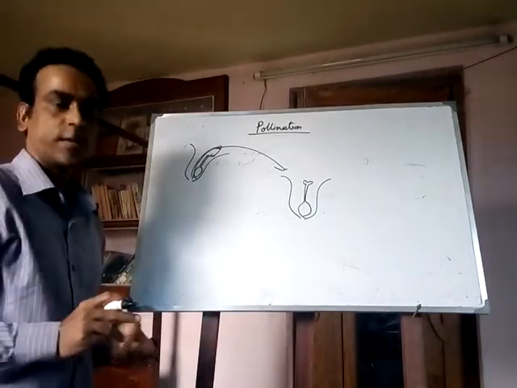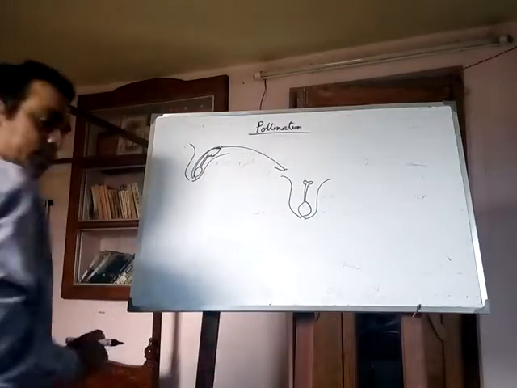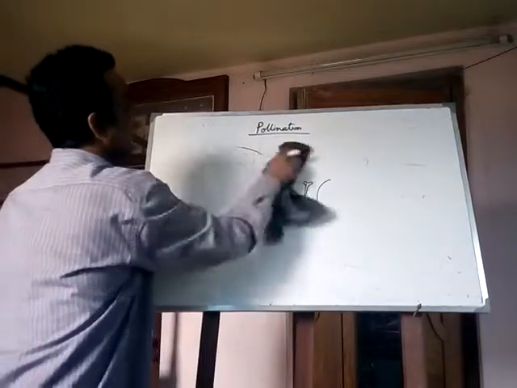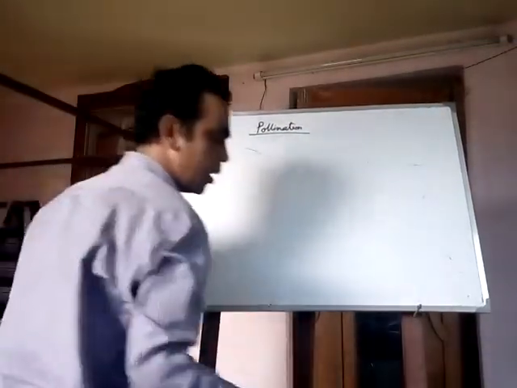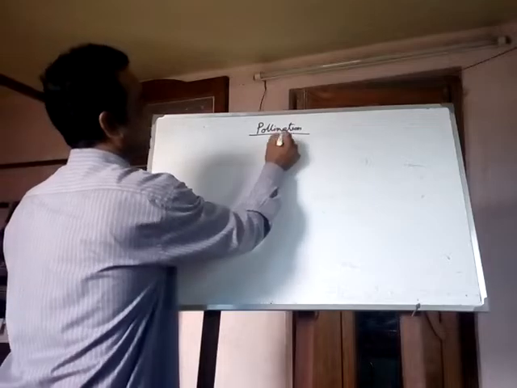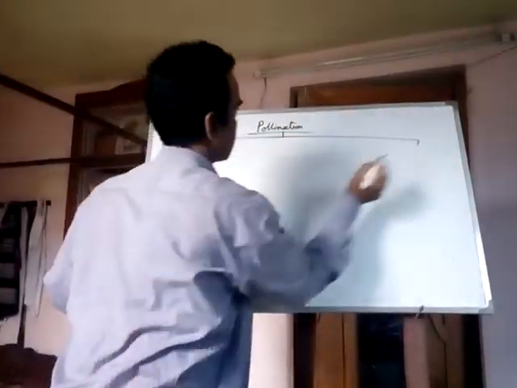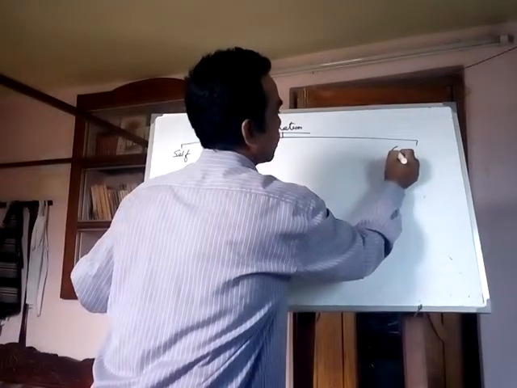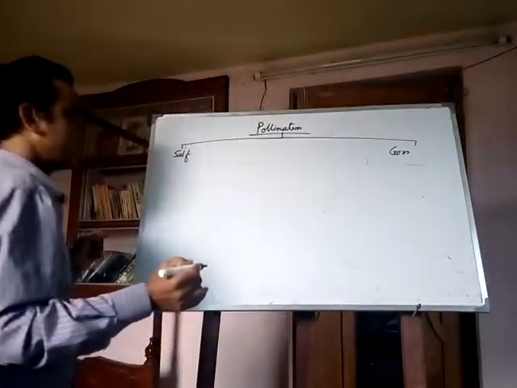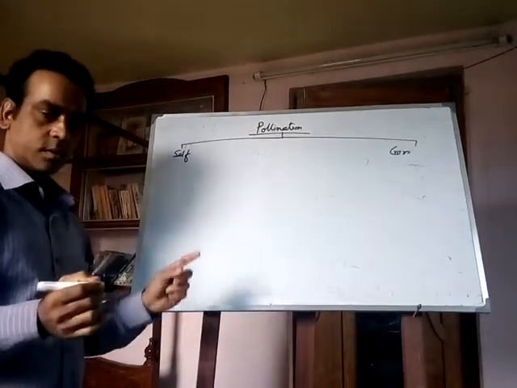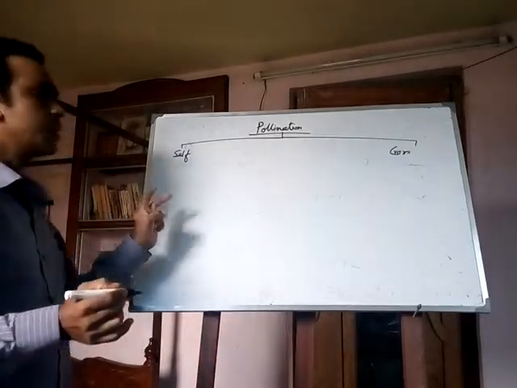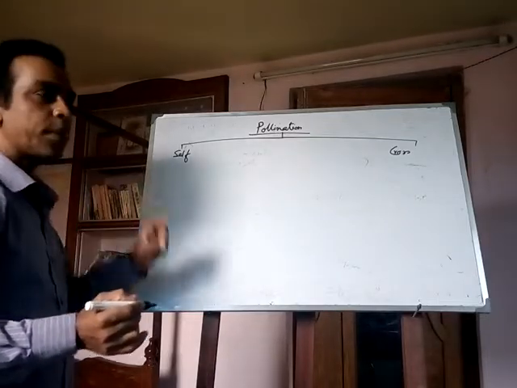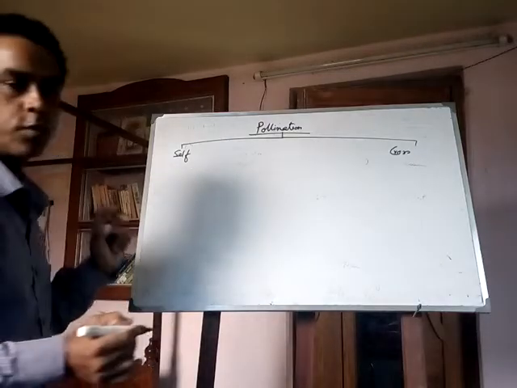So it is of two types. Here we represent self-pollination and cross-pollination. What is self-pollination? When the pollen or the microspore is transferred to the same flower or another flower of the same plant, it is called self-pollination.